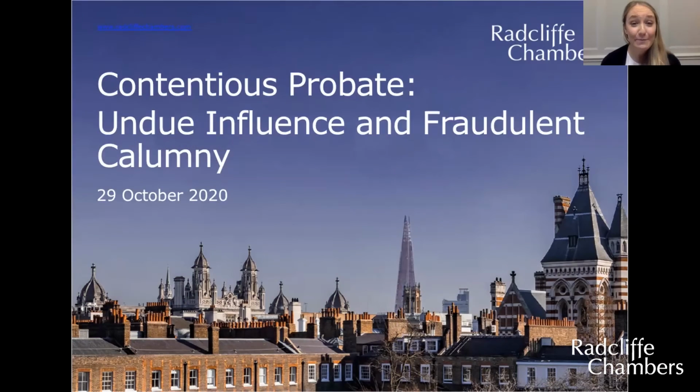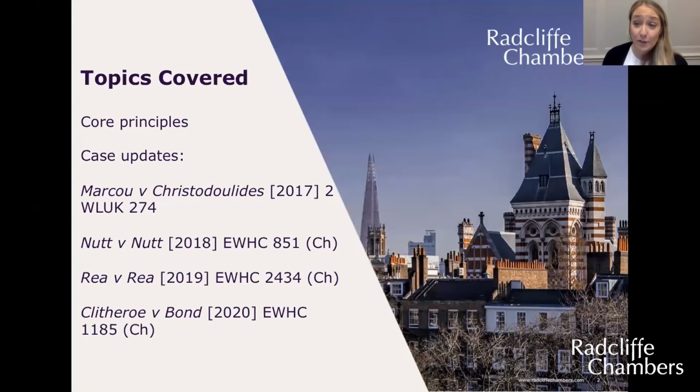Okay, well, I'm going to be talking about contentious probate, undue influence and fraudulent calumny. Those are two, as Jonathan already said, grounds on which usually the caveator can challenge the validity of the will. They're generally recognised, I think, as the hardest grounds to challenge the validity of a will, along with forgery.